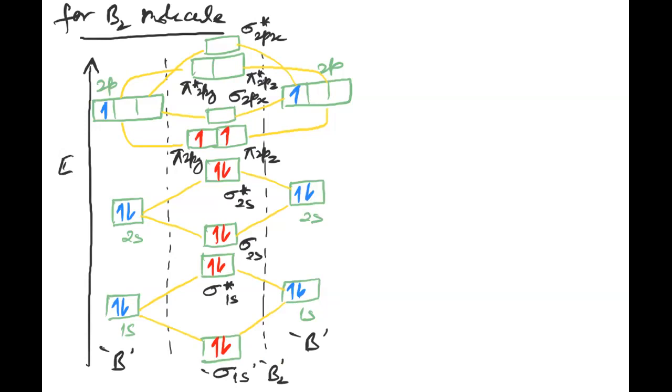Now, if we have to write down the electronic configuration of B2 as a molecule, it consists of two electrons in sigma 1s, two electrons in sigma star 1s, two electrons in sigma 2s, and two electrons in sigma star 2s.